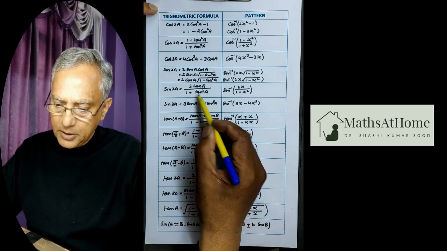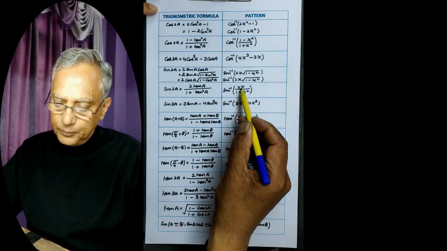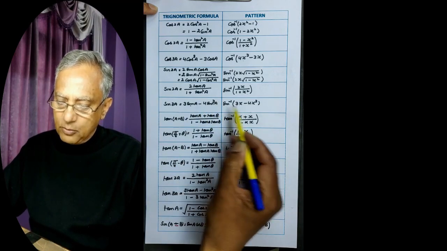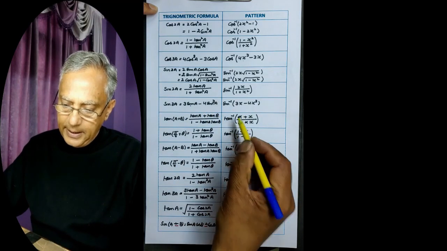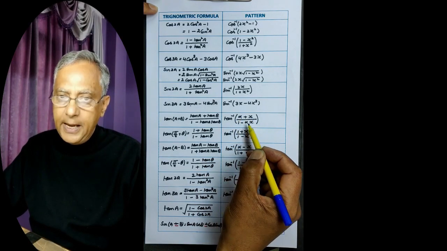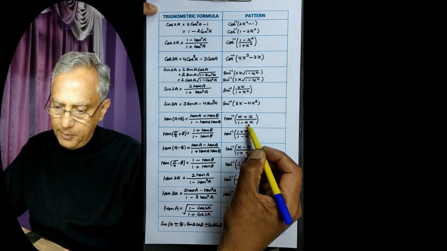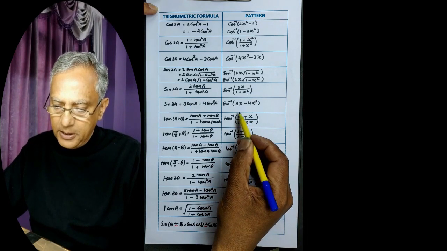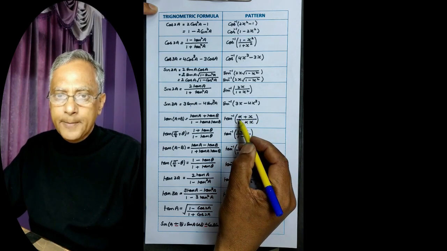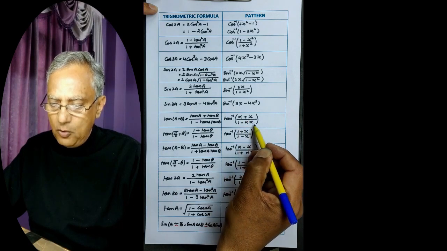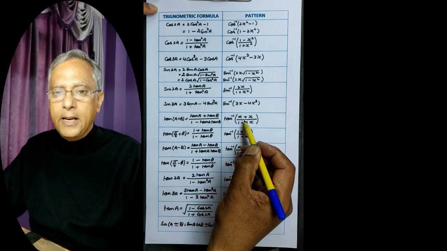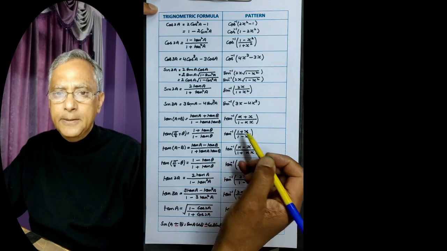In this, the pattern matches with 2x over 1 plus x square. So put x equal to tangent a. Here it matches with x equal to sine a. Here it is tangent a plus tangent b over 1 minus tangent a tangent b. Let a be equal to tangent of a and x be equal to tangent of b. Then this will be tangent a plus tangent b over 1 minus tangent a tangent b, and this will become tangent of a plus b. So tan inverse and tan will give a plus b.